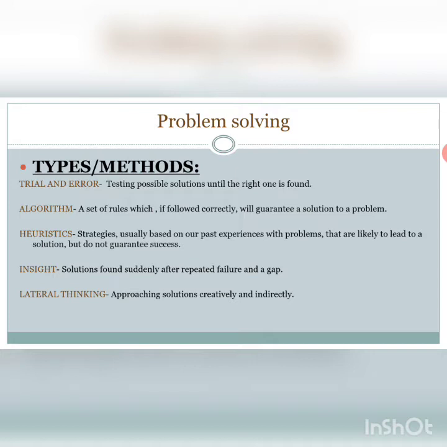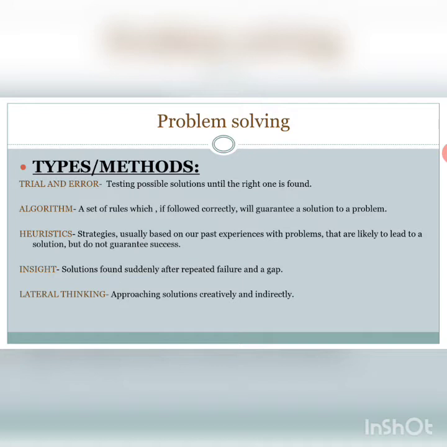Let's move to another topic, which is problem solving. So what are some of the types or methods of problem solving? The first one is trial and error. In trial and error, possible solutions are tested until the right one is found.